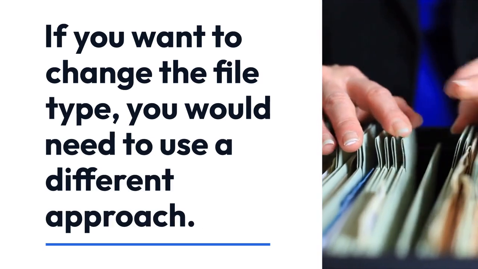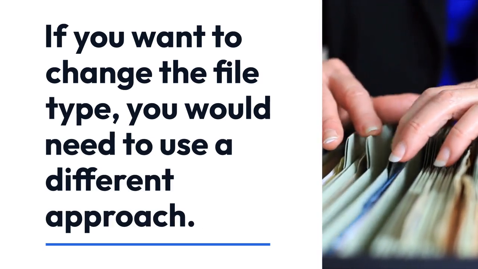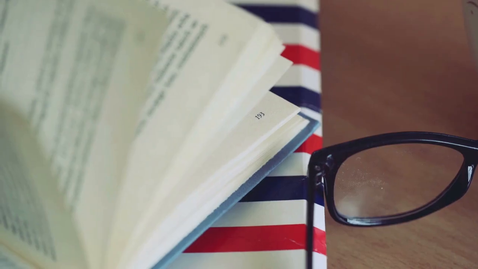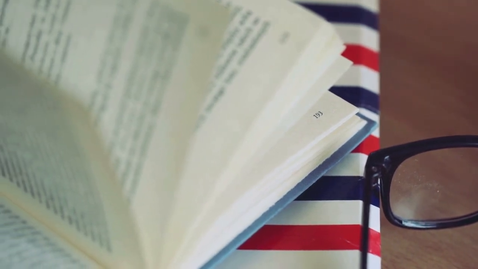If you want to change the file type, unlikely for a simple rename, you would need to use a different approach. 2. Using Finder, Mac OS. On a Mac, the process is very similar. Open Finder and locate your zip file. Select the zip file by clicking on it once.